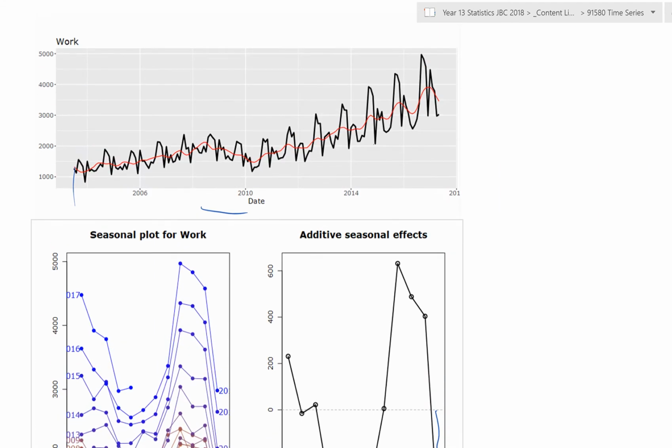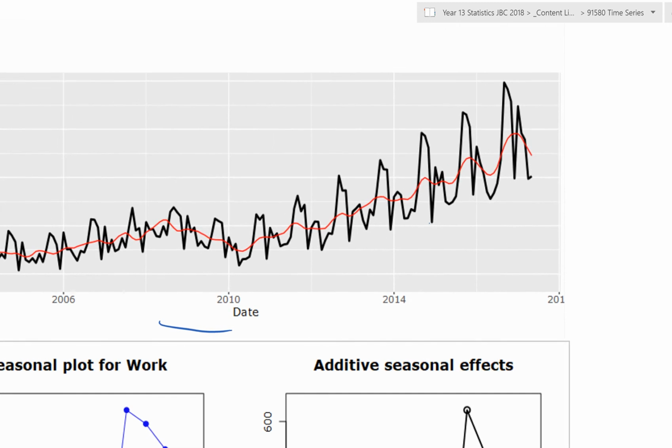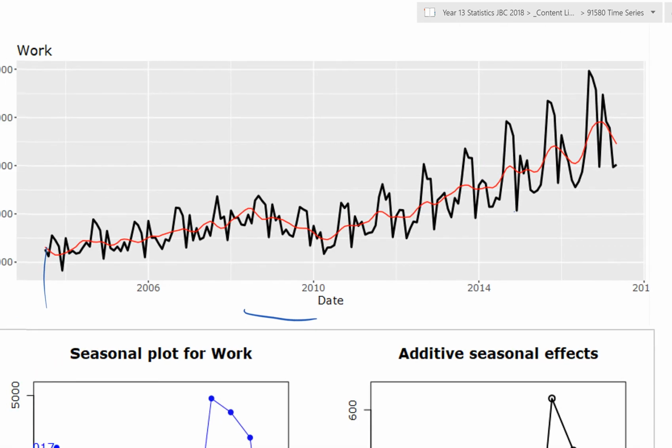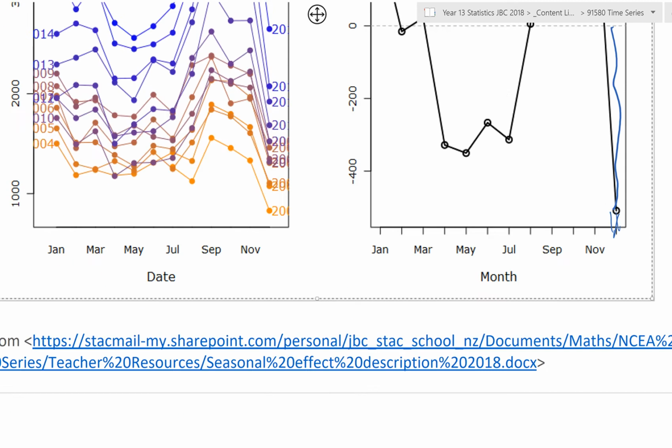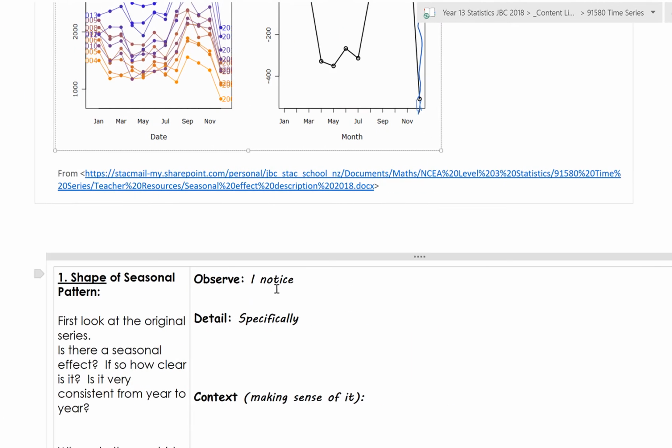So looking at this series, starting with the original series, is there a seasonal effect? I want you to pause the video and focus on what you see when it comes to the seasonal pattern. Hit play when you're ready. So I'm going to write down what I notice. I notice that there is a clear seasonal pattern from early 2010 onward.